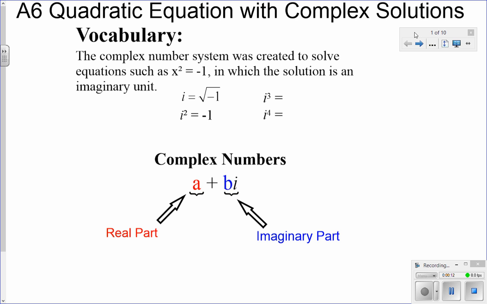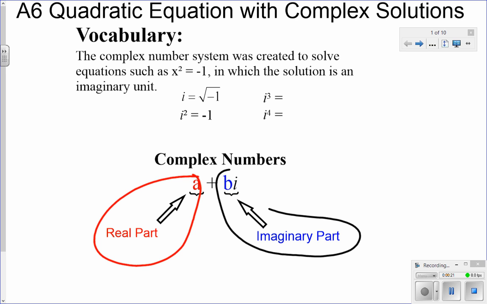Complex numbers have a real and imaginary part. The real part is typically written first. The imaginary part follows, and the imaginary part is always identified by the i value. We should know that i comes from the square root of -1. It's a solution to x squared equals -1.